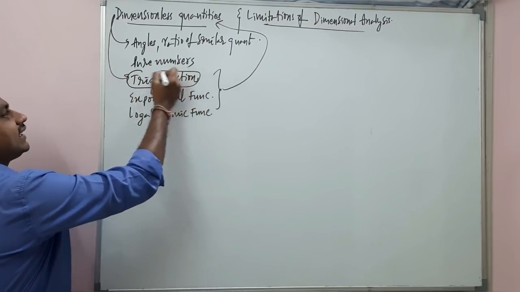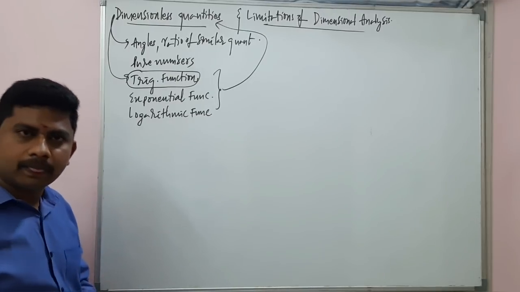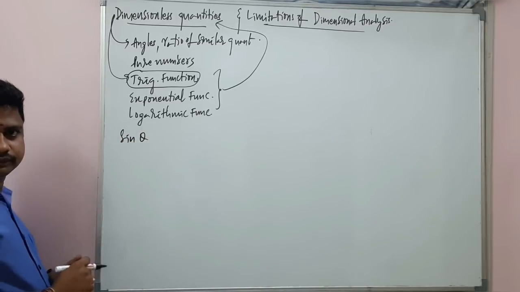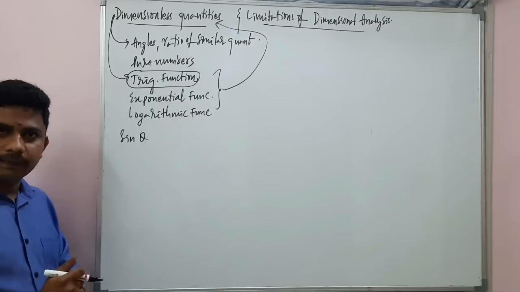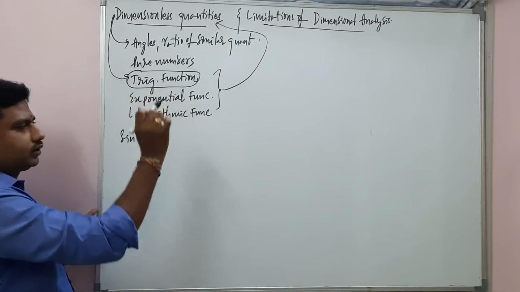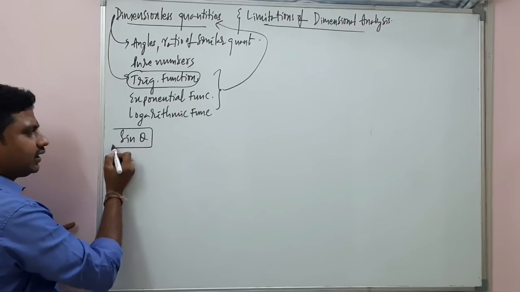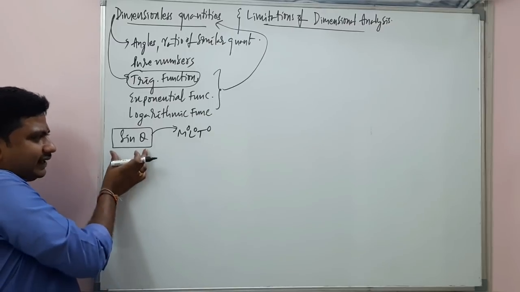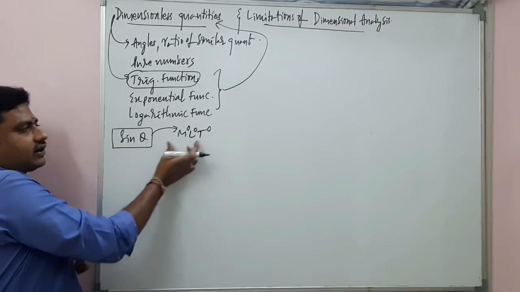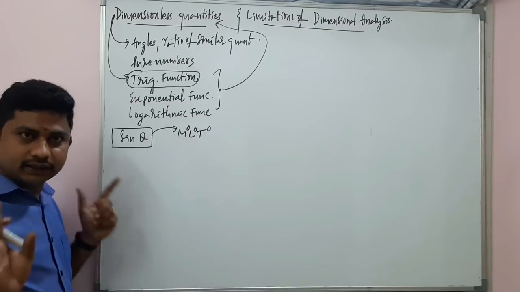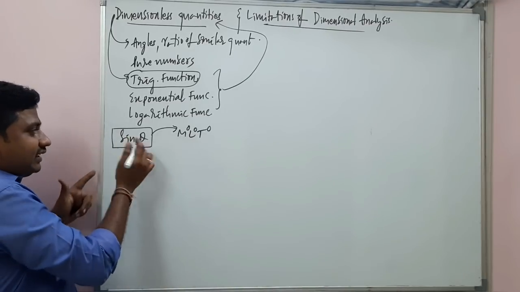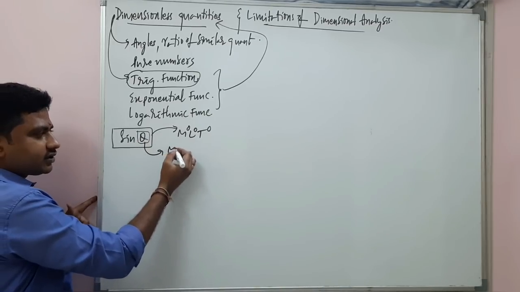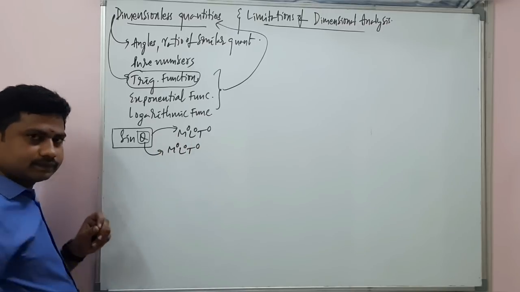Let us take trigonometric functions. For example, I have written sine theta. This is a trigonometric function, and it will not have dimensions. First, I can write the complete function as M0 L0 T0. The complete sine function is not having any dimensions. Clear? Now, within this there is an angle. The angle also will not have any dimensions: M0 L0 T0.